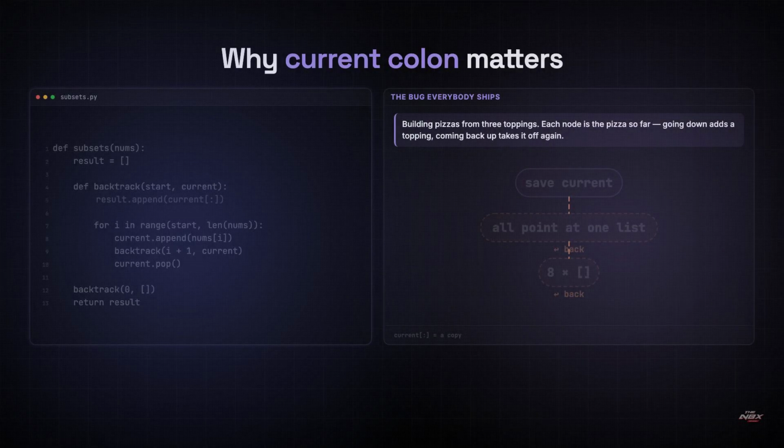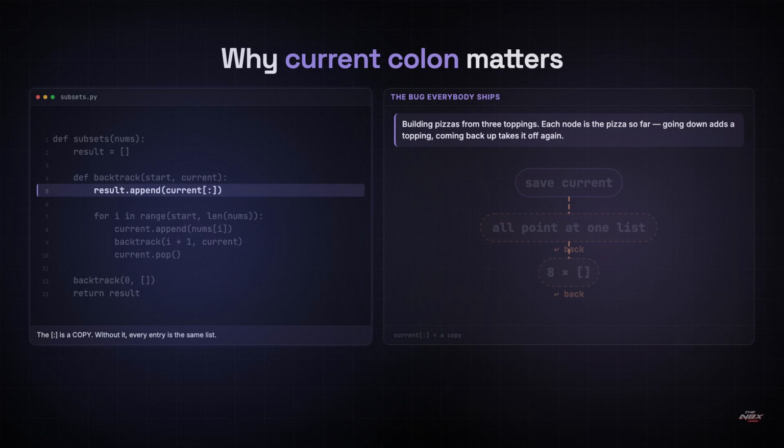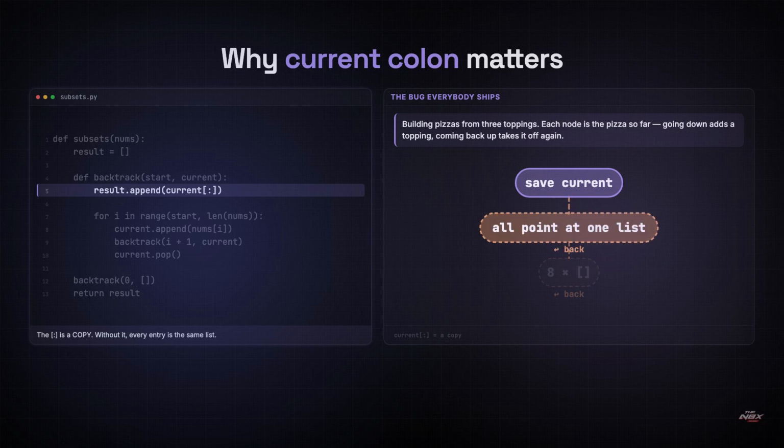One line to be careful about, and this is the bug people genuinely ship. We save current[:], not current. In Python, a list is a reference, a whiteboard, not a photograph. Saving current itself would leave every entry pointing at the same whiteboard, and since backtracking keeps wiping that whiteboard, you'd finish with 8 identical empty lists. The colon makes a copy, and without it the function silently produces nonsense.